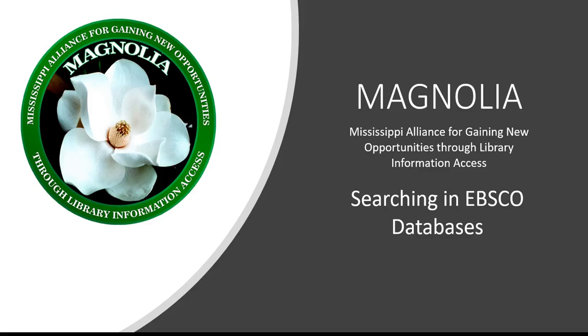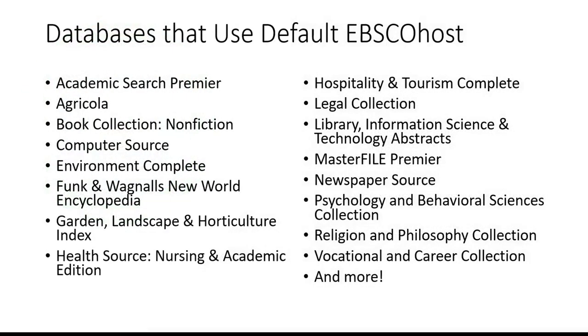Welcome to Magnolia, the Mississippi Alliance for Gaining New Opportunities through Library Information Access: Searching in EBSCO Databases. In this tutorial, we will show you how to do a basic search in an EBSCO database and highlight advanced search features such as limiters and Boolean search.